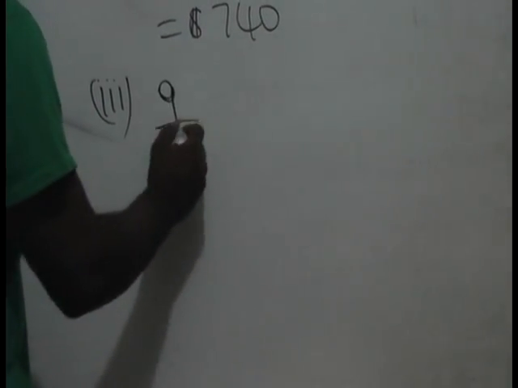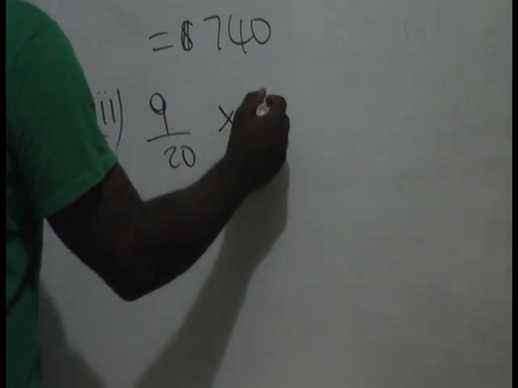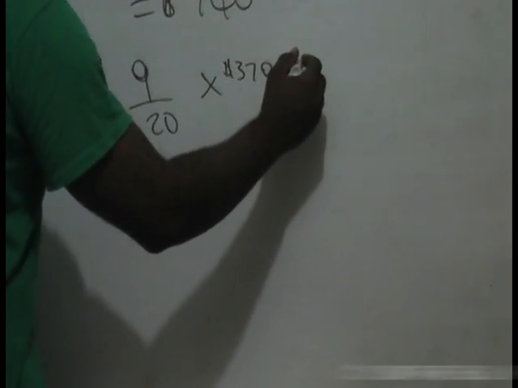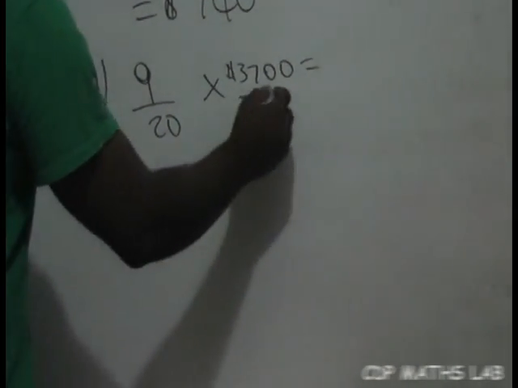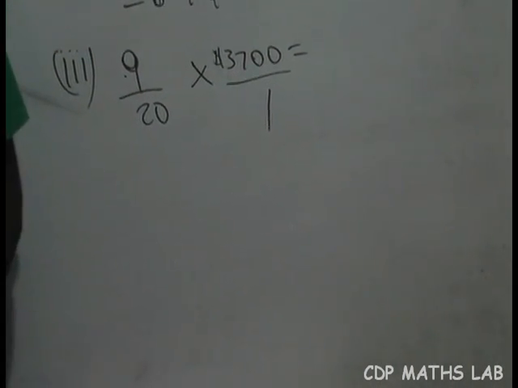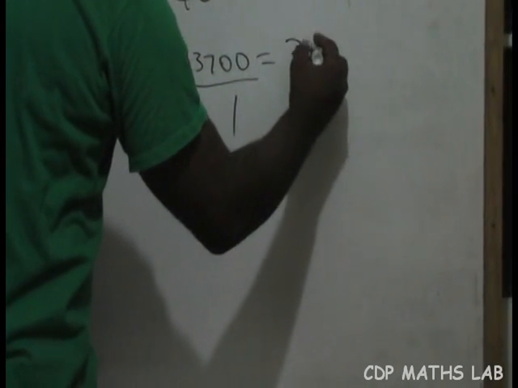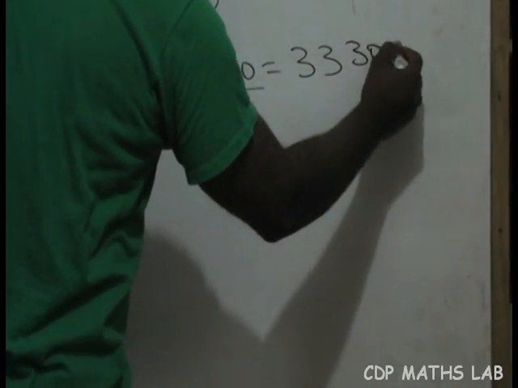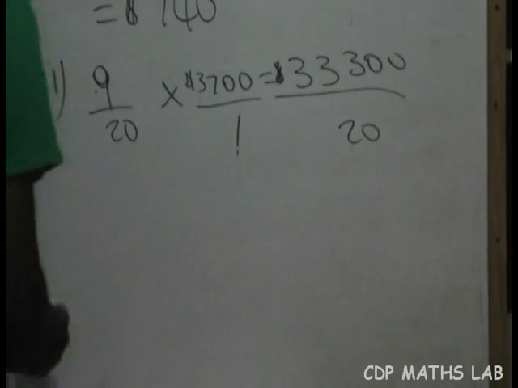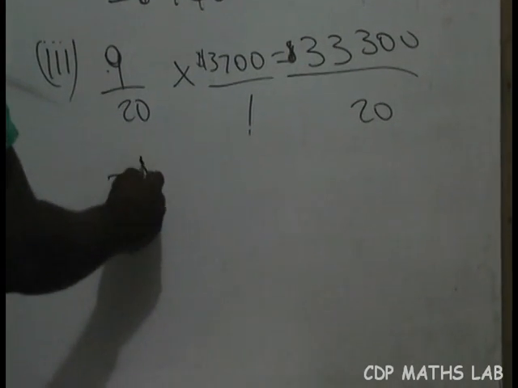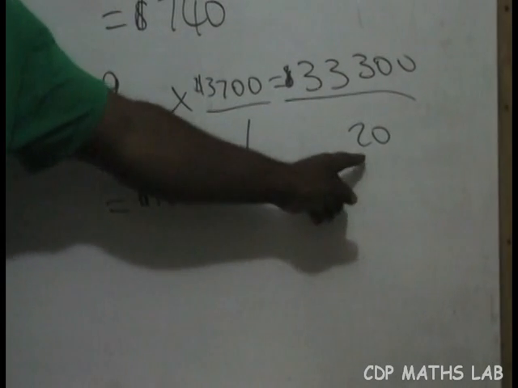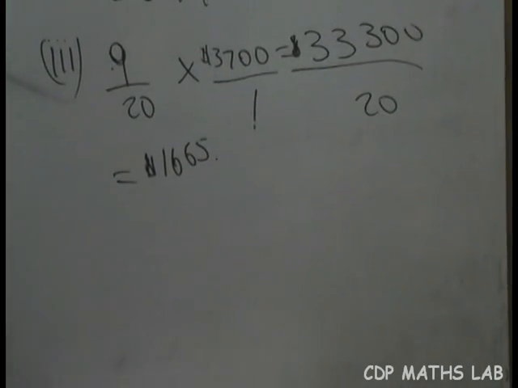Lucky her. So 9/20ths of $3,700 must be equal to, so simple, all we need to do is to multiply 9 times 3,700 first, and then divide it by 20. So the answer is $33,300 divided by 20, and then how we got 20? 20 times 1 is 20. Then our answer is equal to $1,665. So you simply divide this amount by 20, and then you get Marya's share.